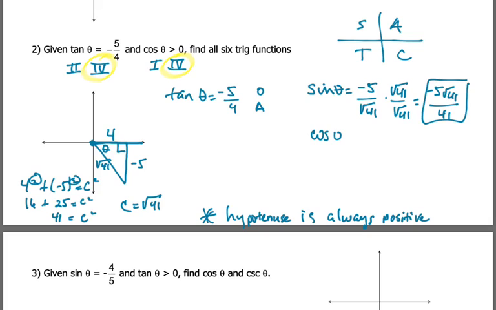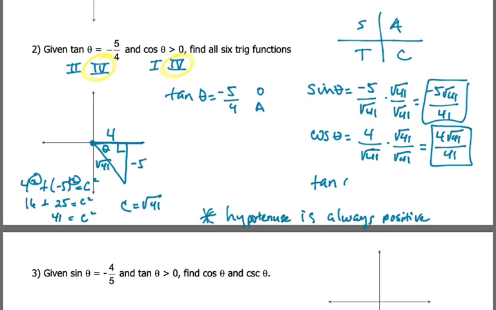Cosine of theta will equal the adjacent over hypotenuse, so 4 over square root of 41. And again, you need to rationalize your denominator. And so that equals 4 square root of 41 over 41. Then you already know what tangent theta is. They gave that to you. And it's -5/4.